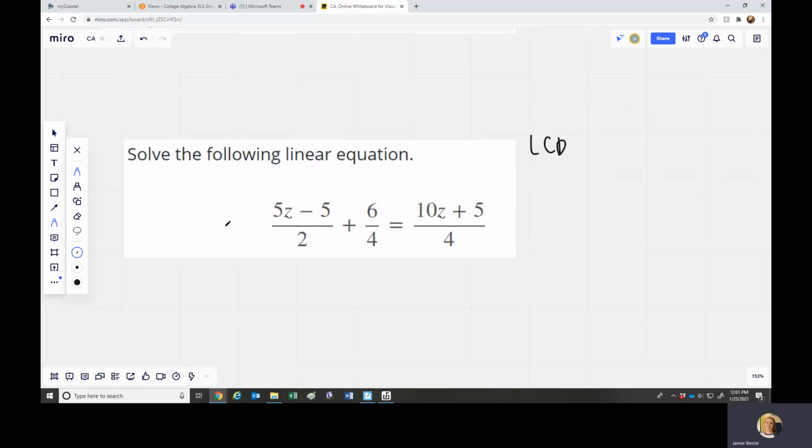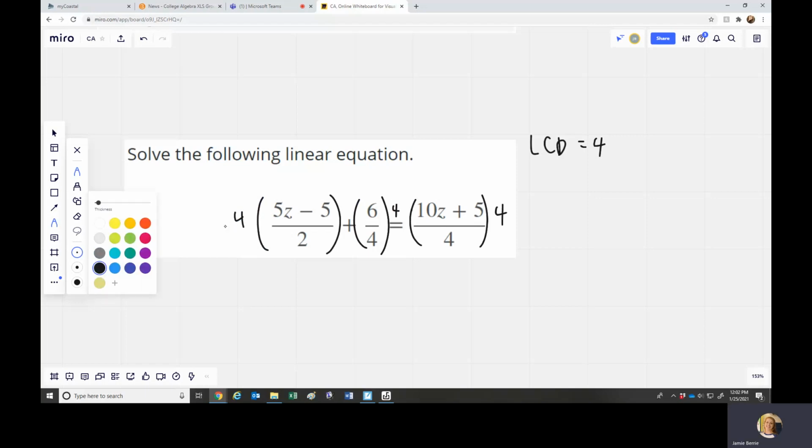So our denominators here are 2, 4, and 4. So our LCD would definitely be 4. So you're going to multiply each term by 4, and that is going to cancel out your denominator. All right, so here 2 goes into 4 2 times. Here 4 just cancels with 4, and then 4 cancels with 4. All right, so we're left with 2 times 5z minus 5 plus 6 equals 10z plus 5.